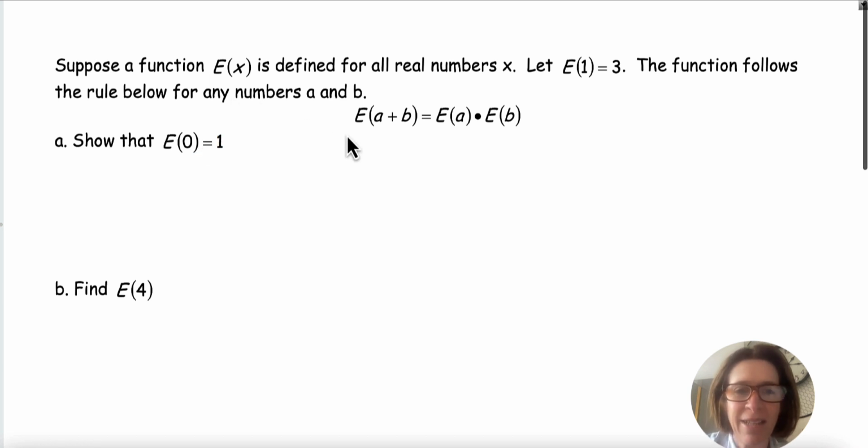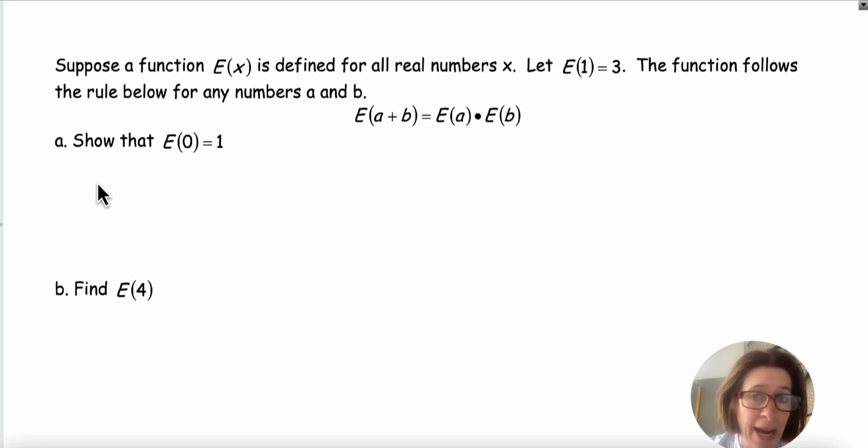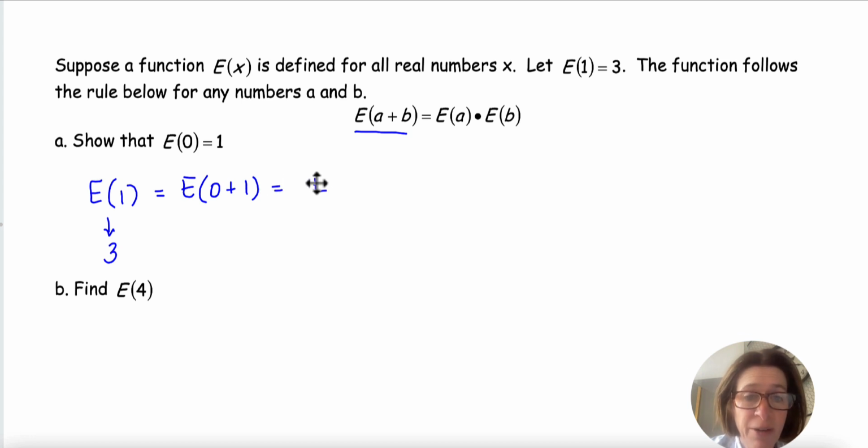All right, so e of a plus b is equivalent to e of a times e of b. Looking at the first one, the way I did it, I want to show that e of 0 equals 1, but I know that e of 1 is equal to 3. But I also know that e of 1 in this form could be e of 0 plus 1, which then could be e of 0 times e of 1.